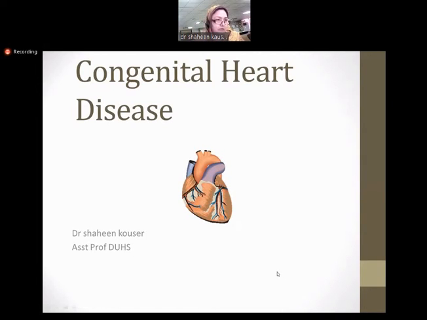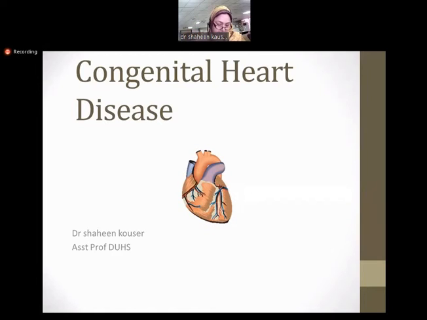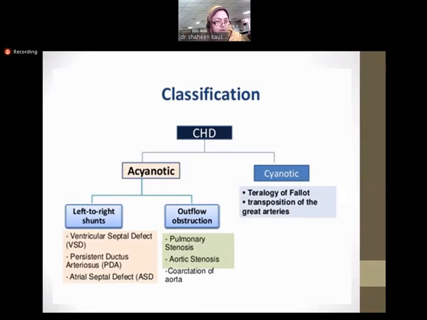Today's topic is congenital heart disease. We can classify congenital heart diseases into acyanotic and cyanotic. Acyanotic means congenital heart diseases which are without cyanosis, and cyanotic heart diseases are the diseases whose presentation is with cyanosis. Cyanosis is blue discoloration of the skin.